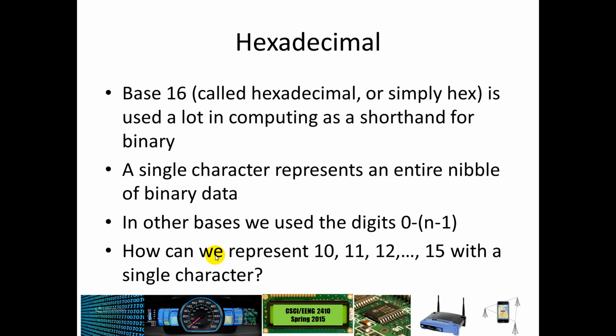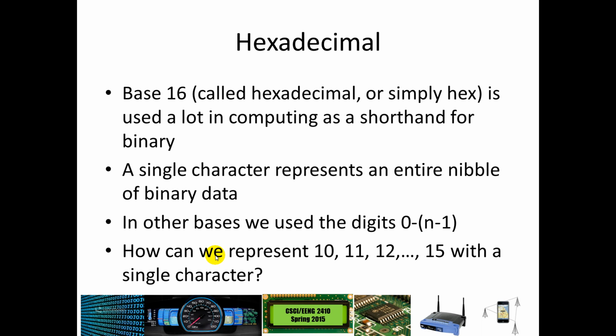Another base that's very commonly used by computer scientists and engineers is hexadecimal. So this allows us basically to use a shortcut to represent binary values. Hexadecimal is base 16, so hex is 6, decimal is 10. You add those together, base 16. And this is used quite a bit, but there is one issue with this particular base.